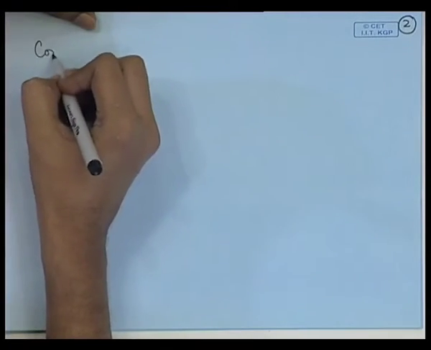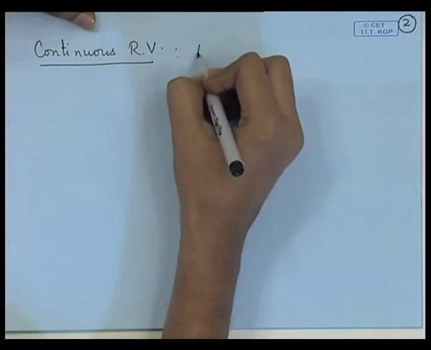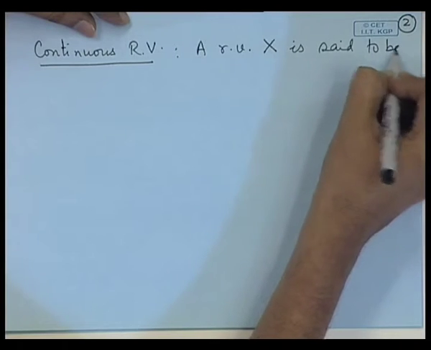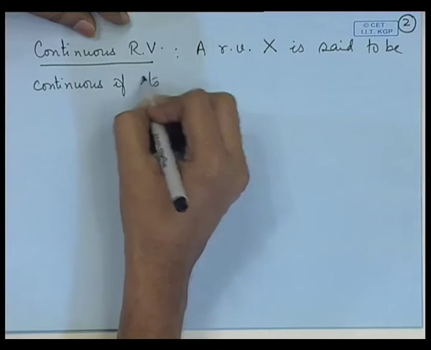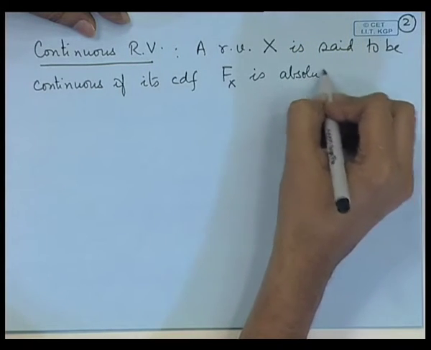Next, let us define the probability distribution of a continuous random variable. So, what is a continuous random variable? We say that a random variable X is continuous if its CDF is an absolutely continuous function. A random variable X is said to be continuous if its cumulative distribution function F is an absolutely continuous function.